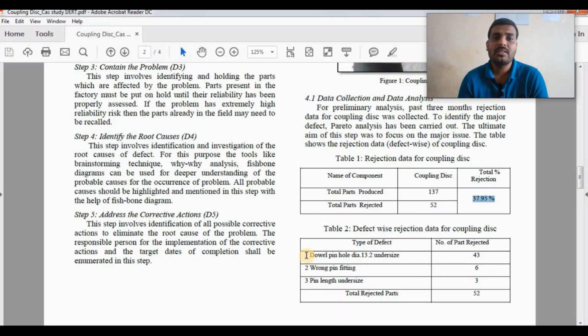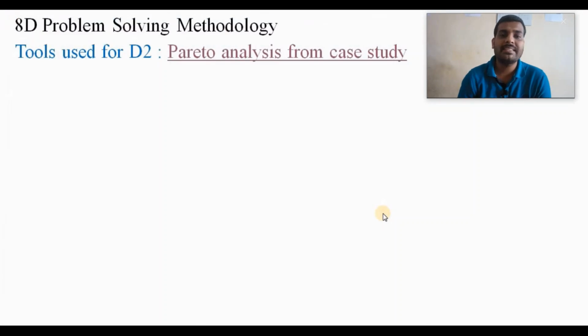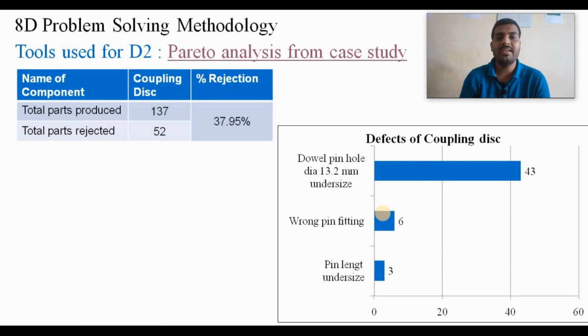As you all know, the Pareto analysis depends on the 80/20 rule. It means that 80% of the problems are due to 20% of the causes. So by minimizing the 20% of problems or causes, you can have the effect of 80%. For this, the Pareto analysis is used. Okay, now we will see the second tool used for the problem description.